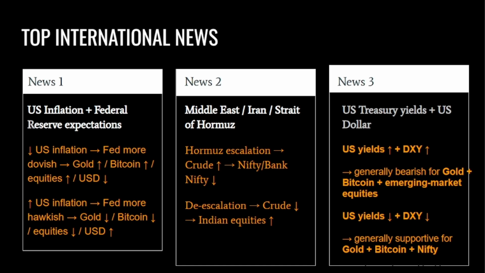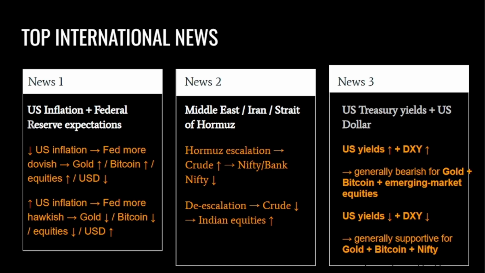Now let's go to the top international news. US inflation and Federal Reserve expectations. The first and probably one of the most important factors is US inflation and Federal Reserve expectations. If US inflation comes down, the Federal Reserve could become more dovish. A dovish Fed can be supportive for gold, Bitcoin, and equities, while the US dollar may come under pressure.